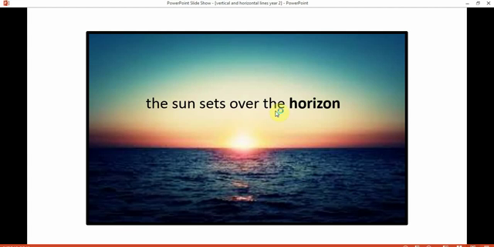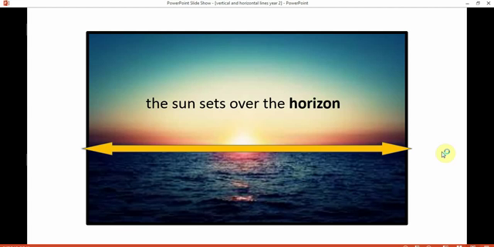The word horizontal is derived from this word horizon. The sun sets over the horizon. Look at the beautiful sunset. There's the sun, and it's over this horizon. And what we'll notice is that a horizon is just a horizontal line.